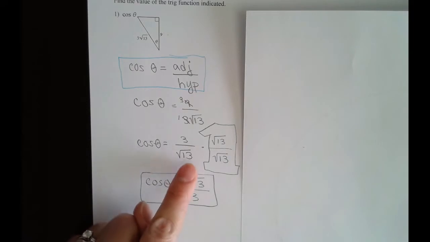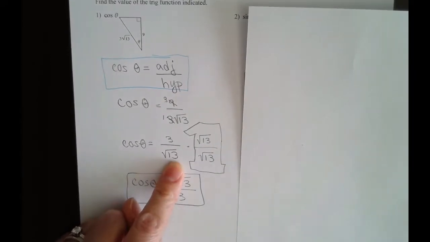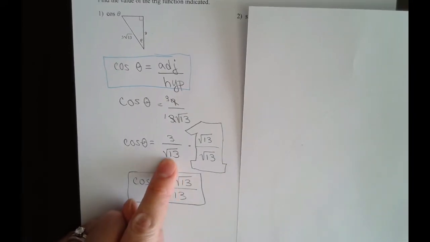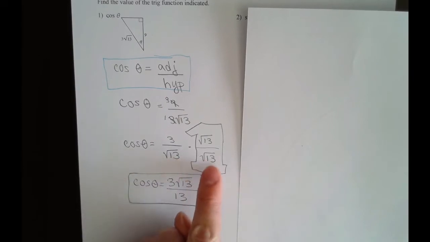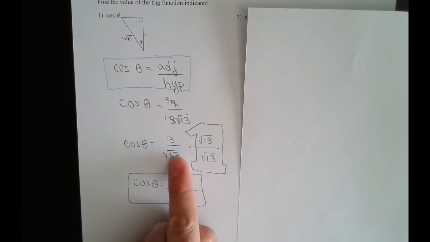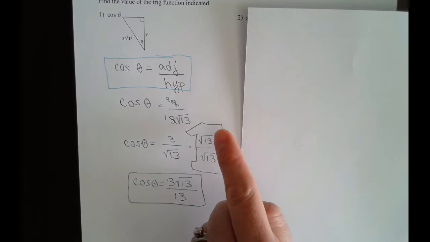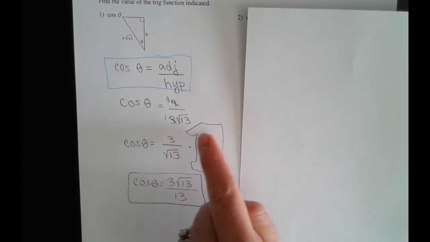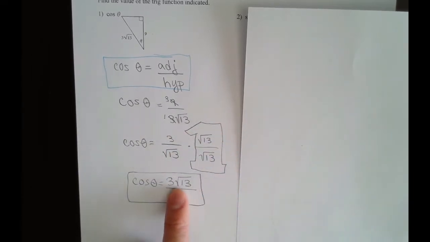I now have 3 root 13, and to fully finish this problem, I don't want a square root in the denominator. So I will multiply by a giant 1 of this square root 13. So the top then, I'm multiplying 3 and square root 13 together. I cannot multiply a square root with a regular number, so I will leave it as a product. But the denominator is equal to the square root of 169, which square roots to 13.